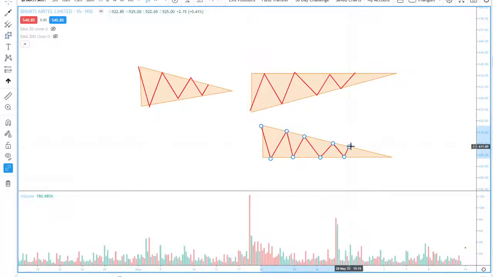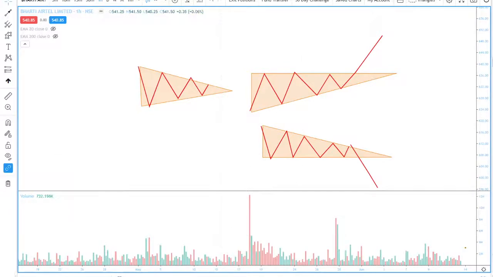So I don't want to generalize these things, because many people try to generalize them, and they say if it's printing an ascending triangle, it's going to break out to the upside, look for the breakouts, and if it is a descending triangle, look for the breakout to the downside. Okay, so that's what they do. But again, it requires you to backtest, because I don't really look at these things like that. I look more at the prevailing trend.